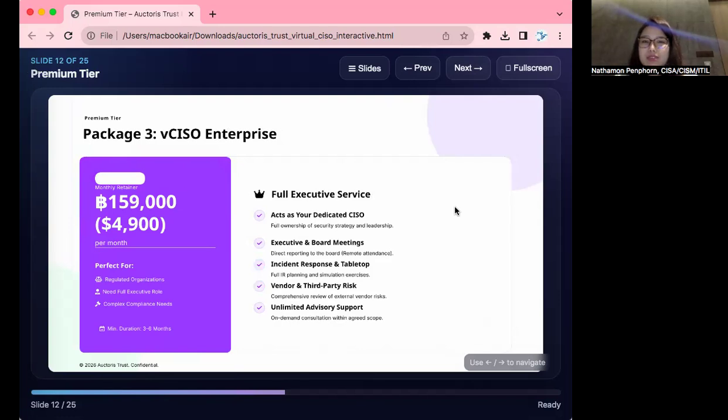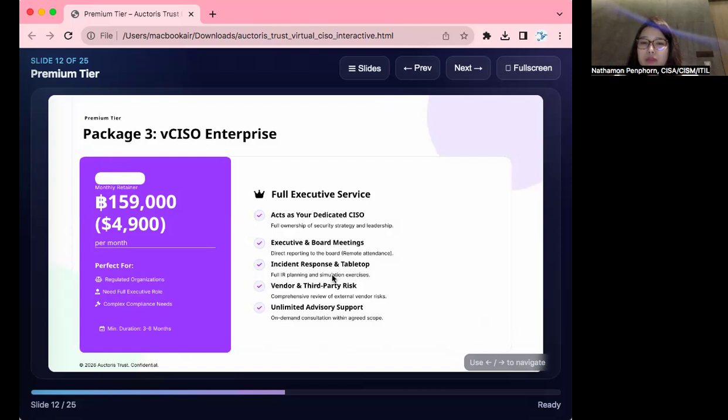The last one is the vCISO for Enterprise. This costs around 159,000 Thai baht per month with a minimum duration of 3 to 6 months. This is perfect for regulated organizations that need a full executive virtual CISO role and have complex compliance needs. So we act as your dedicated CISO, with full ownership of the security strategy and leadership, and we attend executive and board meetings with direct reporting to the board using remote attendance.